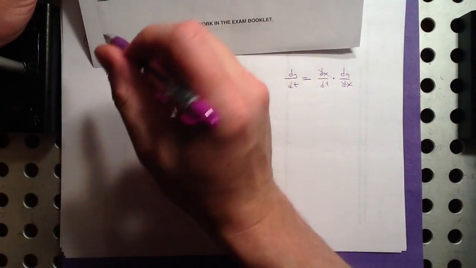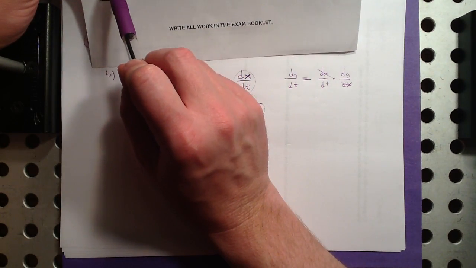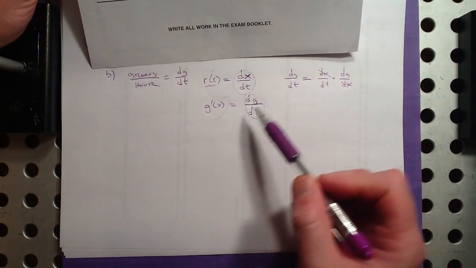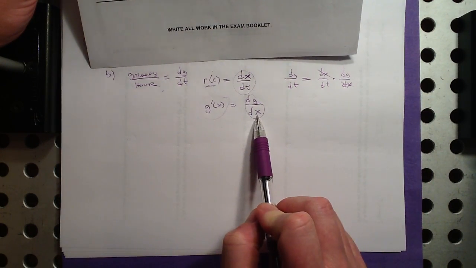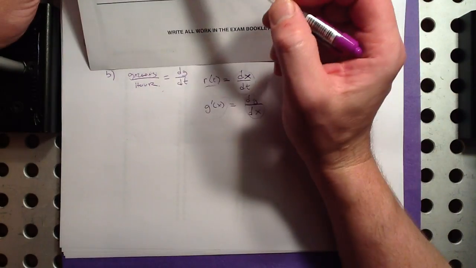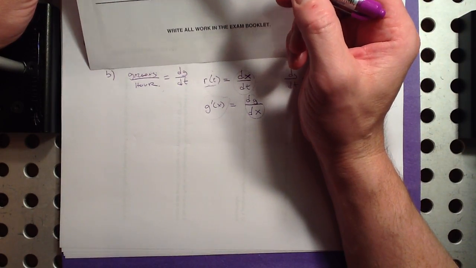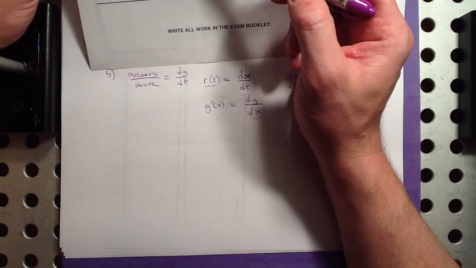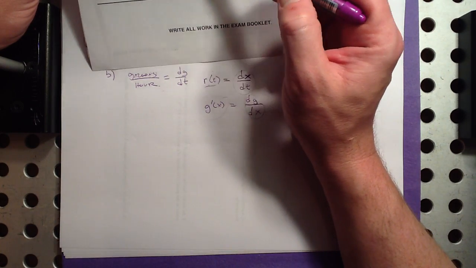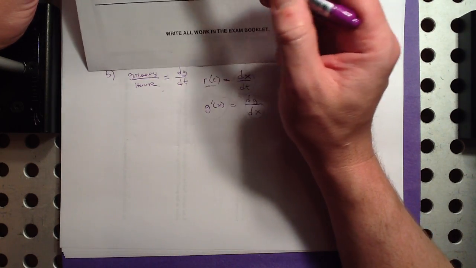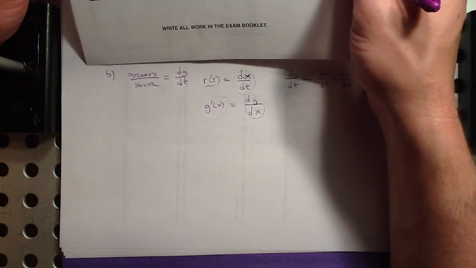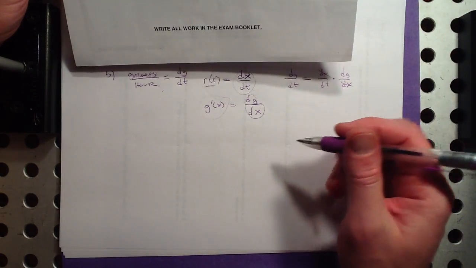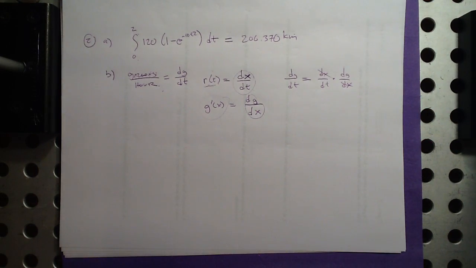Now the trick there is, before I can do that, I can't plug time equals 2 hours into this derivative because it's not a function of time. So I actually have to put the t in here and figure out where we are. So let's go through that process and do that.